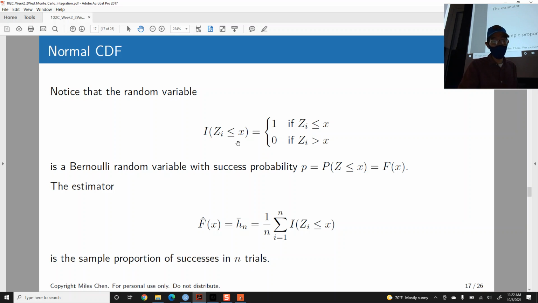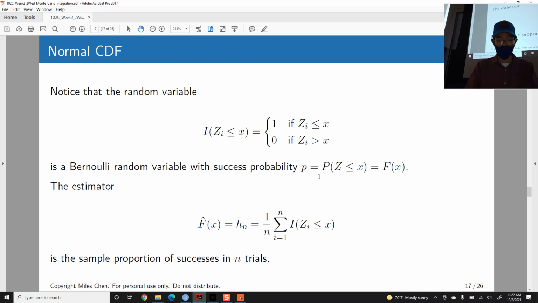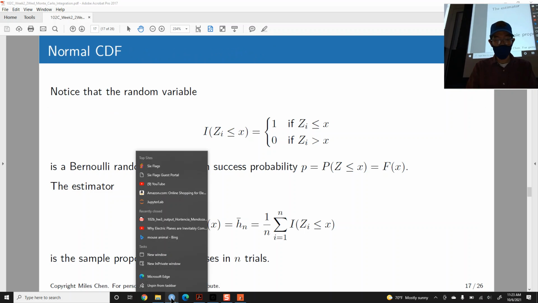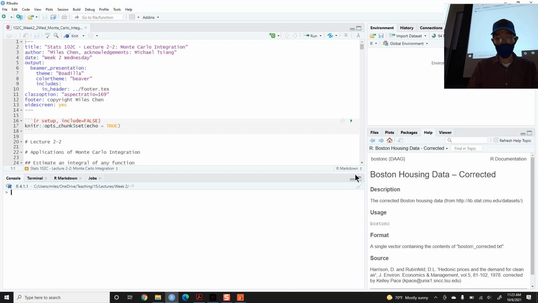So how does this work? All we're doing is just converting the indicator function, okay? And that's basically equal to the probability, right? So let me just, so it seems silly, okay? But it works.